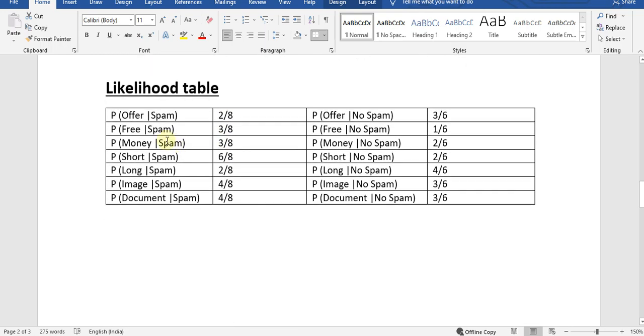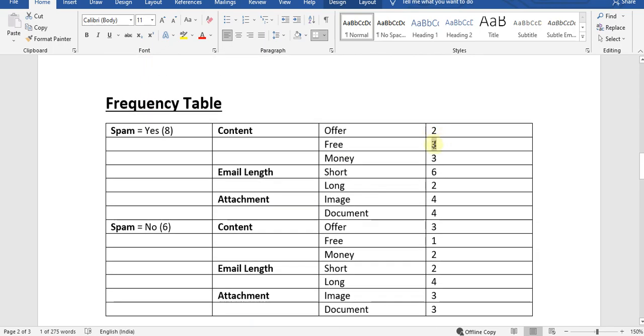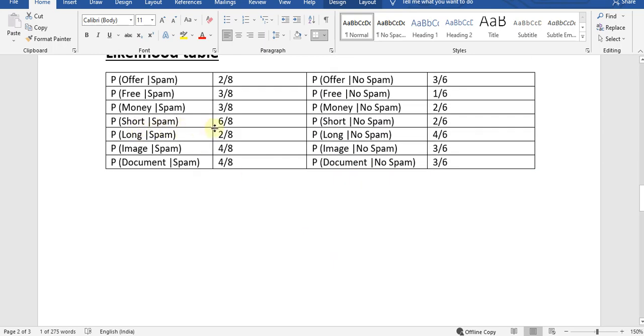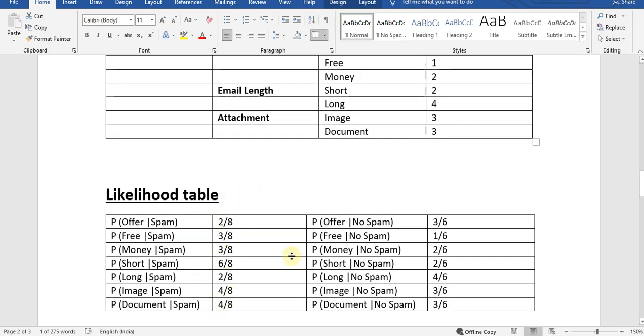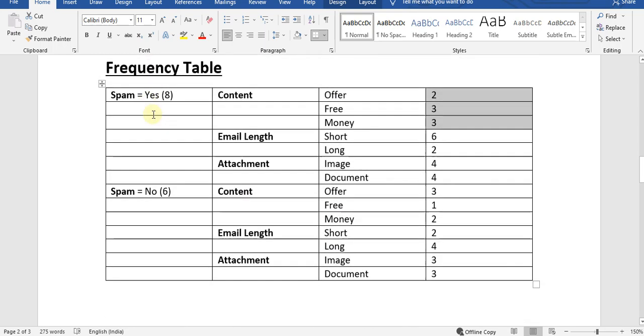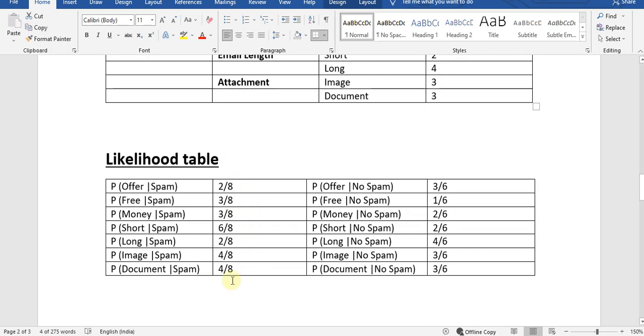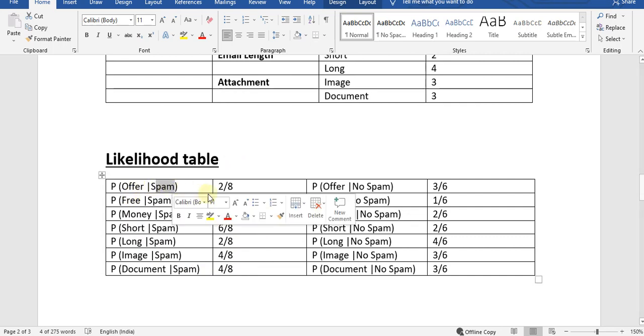That's why P of offer given spam is 2 by 8. Similarly for free it is 3 by 8, for money it is 3 by 8, for short it is 6 by 8, and so on. So I have just taken the number of occurrences of each feature value divided by the number of spam messages. Okay, so that is how I have created the likelihood table when the value of target is spam.